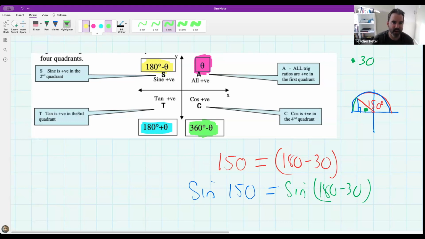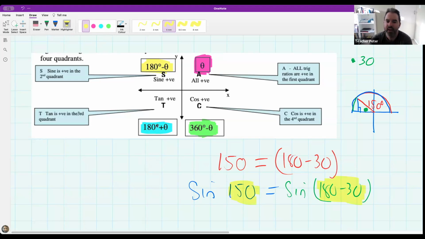Give me a thumbs up if you agree that the sine of 150 is the same as the sine of 180 minus 30. We'll get to 90 later on, but for today, I just want to introduce what's called the horizontal.